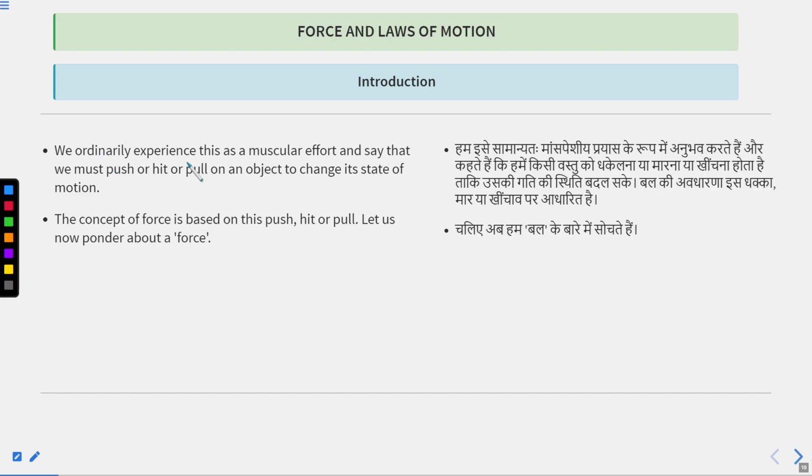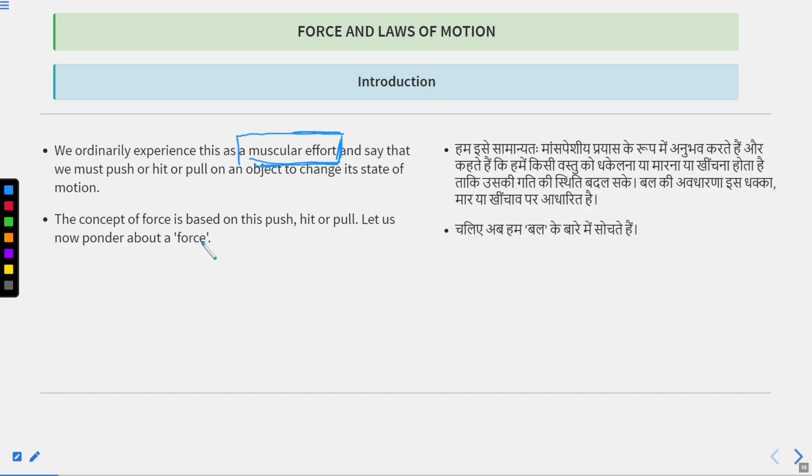We ordinarily experience this as muscular effort. Generally, to make any moving object come to a rest position, or to make any rest object move, we have to apply some muscular effort. It means you have to push it, pull it, hit it, or catch it to change the state of the motion.